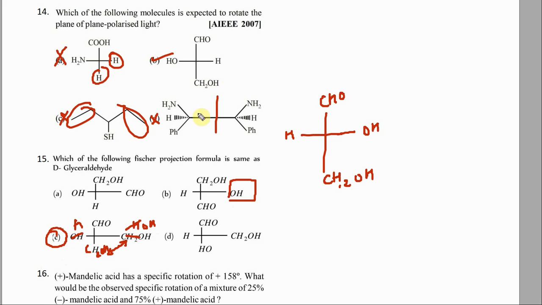When you do a Fischer projection formula, you want to make sure that when checking for meso, the top and bottom are the same, then go for meso. Otherwise, when looking at something like glyceraldehyde, you first check whether CHO is on top. Only then, if OH is on the right it is D, if on the left it is L.